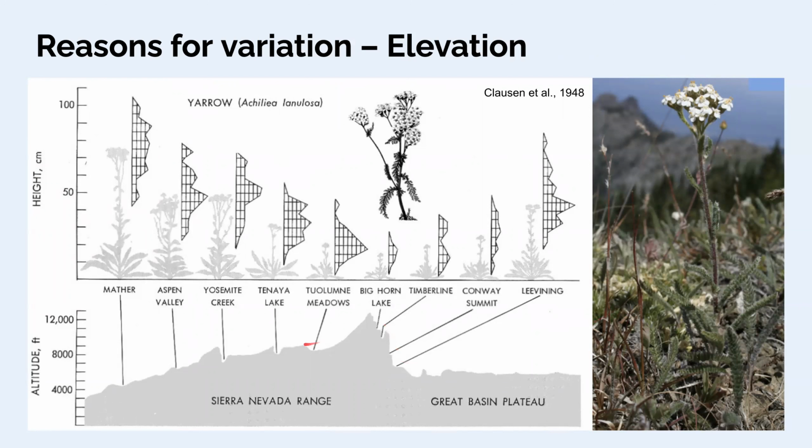And one of the bigger factors that was different in these environmental locations was the elevation. So we have an elevation of 4,000 feet down here at the low altitude population, all the way up to 10,000 feet here, different sides of this peak and so on. And they see that there's some variation where these high altitude populations are relatively smaller plants.